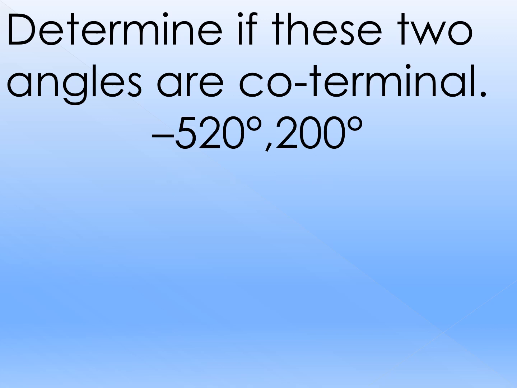Let's try another example. Negative 520 and 200 degrees. Let's subtract. Negative 520 minus 200. The answer is negative 720. Negative 720 is divisible by 360. Therefore, negative 520 and 200 degrees are coterminal to each other.